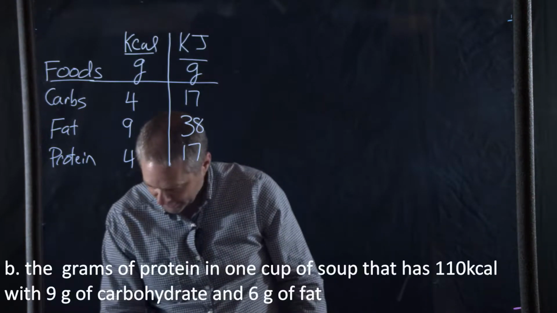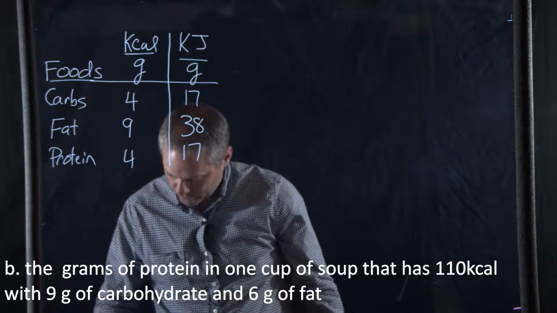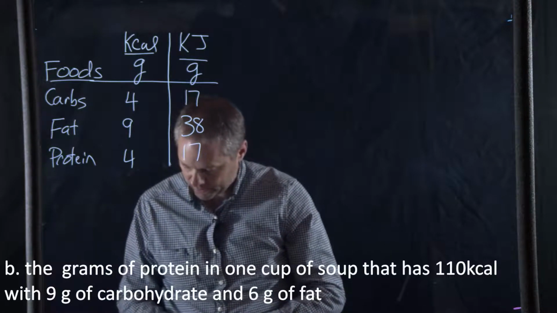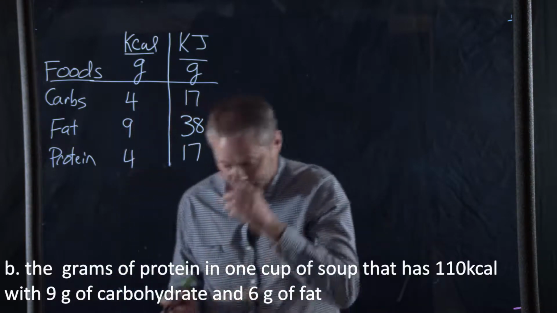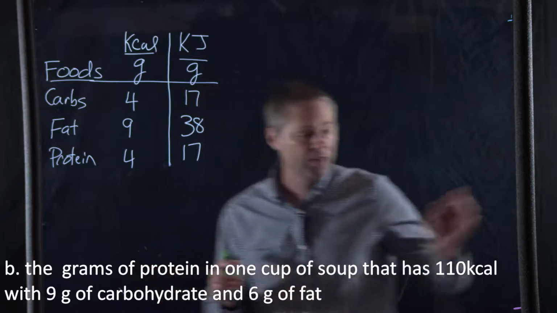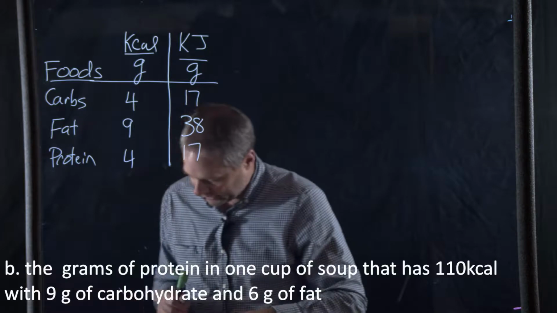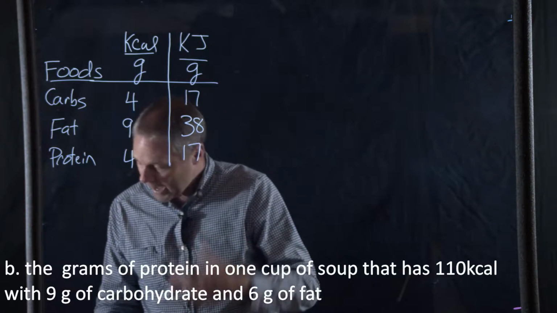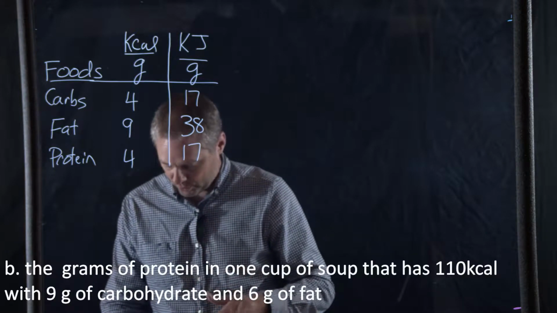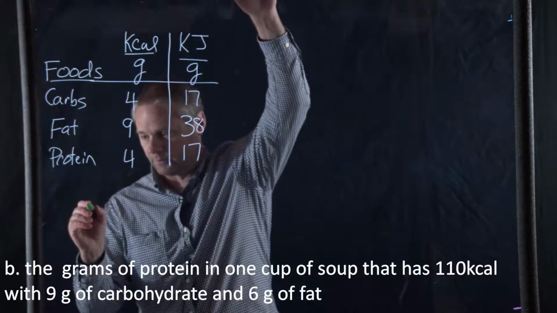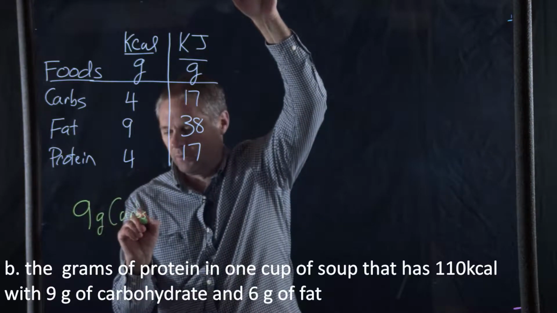So now this question asks us the grams of protein in 1 cup of soup that has 110 kilocalories with 9 grams of carbohydrates and 6 grams of fat. So the total amount of energy is going to be equal to 110 kilocalories. And what we're looking for is the grams of protein. So we're going to start with what's given to us. We have 9 grams of carbohydrates. So we have 9 grams of carbs.